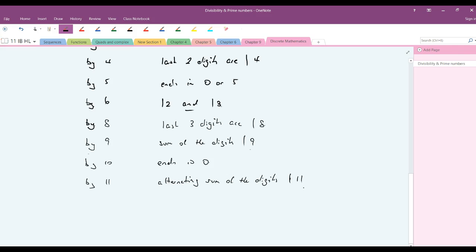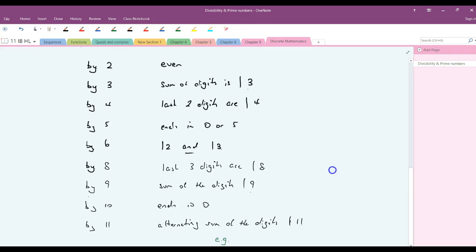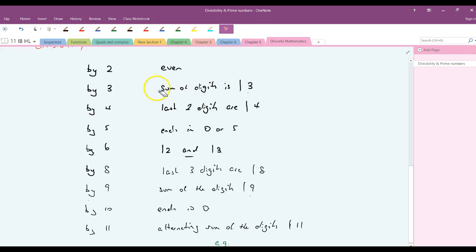So alternating sum meaning, for example, 209, is that divisible by 11? I've just realised I've probably just written these the wrong way around, haven't I? So this is 3 divides the sum of the digits, so it should be 3. So what we should have here is 3 divides the sum of the digits. 4 divides the last 2. 5. Right, that don't need to write that. So that would just move those out the road.